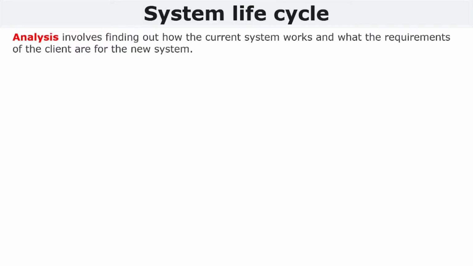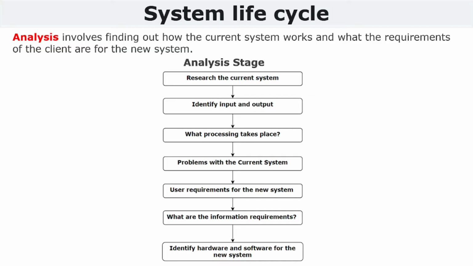Okay, so we now want to look at the first stage, the analysis. Now, the analysis has a number of stages. It involves finding out how the current system works and what the requirements of the client are for a new system. So the analysis stage has about 7 things to look at.